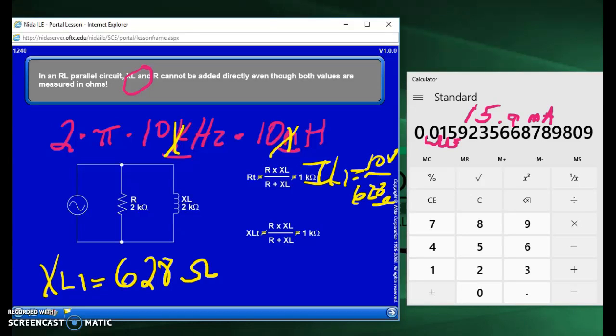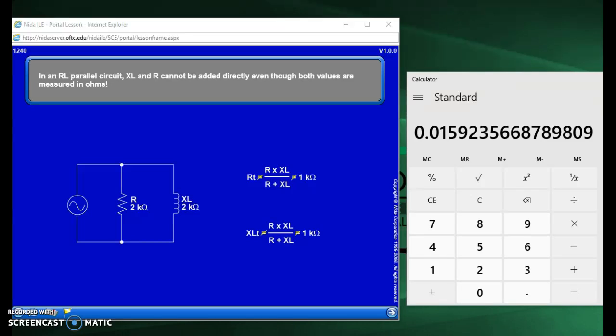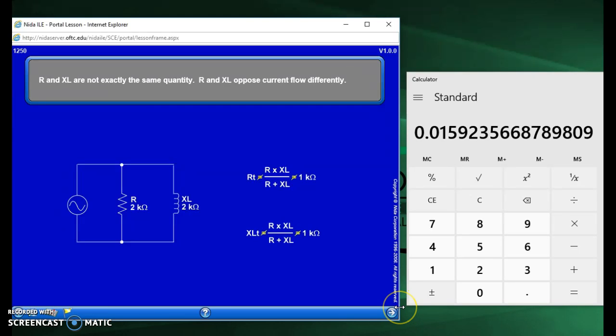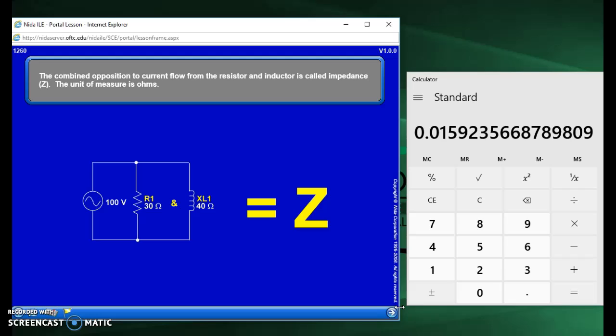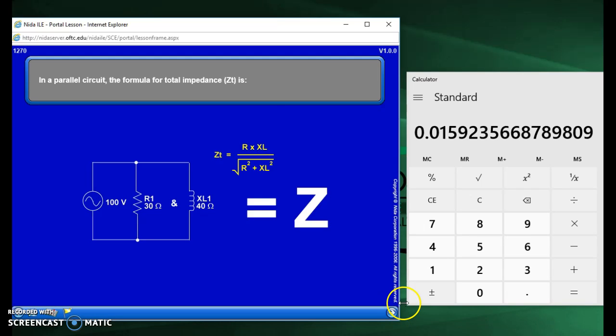So moving on to the next slide here, we're going to learn about coils and resistors in parallel. Before we were just doing coils in parallel, and we can't just do what we might think to do, and that's the product over sum, and it's not going to work. So what will? R and XL are not exactly the same quantity, and they oppose current differently. So we have to find their impedance, which is a Z value that's expressed in ohms. And here is the wonderful formula for that. Impedance total is R times XL over the square root of R squared plus XL squared. So you better write that one down. You're going to need it, I promise.